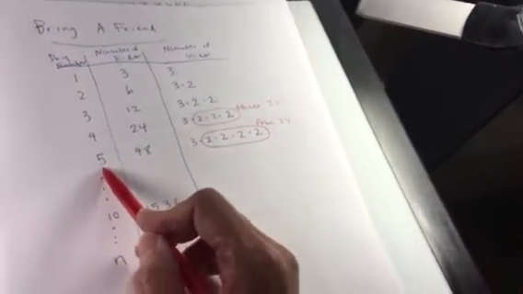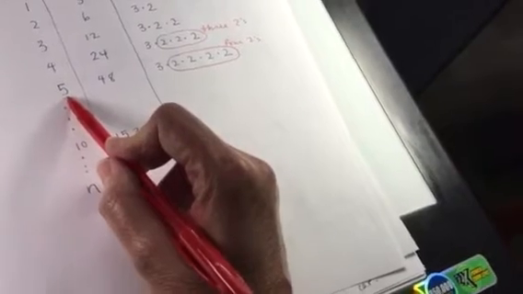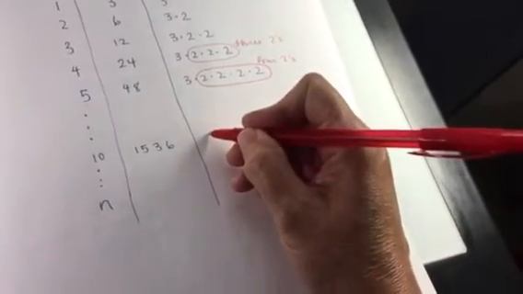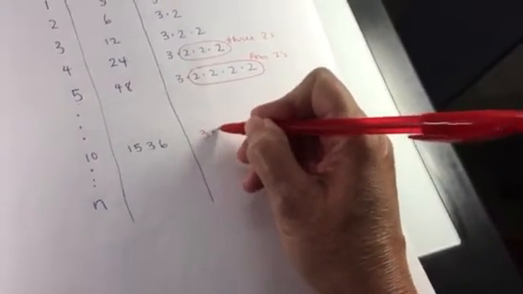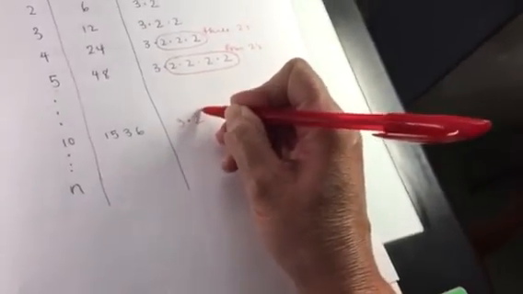What about the current day number? I would say it's the current day number minus the first day, because they didn't bring a friend the first day. The current day number minus the first day. So minus 1. You could just say the current day number minus 1. So on day 10, it would have been 3 times 2 to the what power? 9th power.